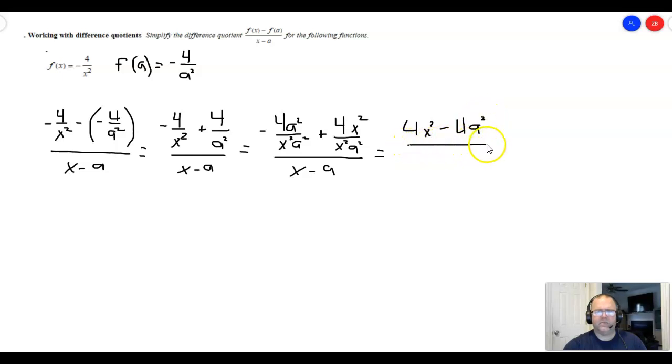You could have done it the other way and changed it later, but I think it's a little bit easier if you see that now. And that's going to be all over x squared a squared. And this all goes over x minus a.